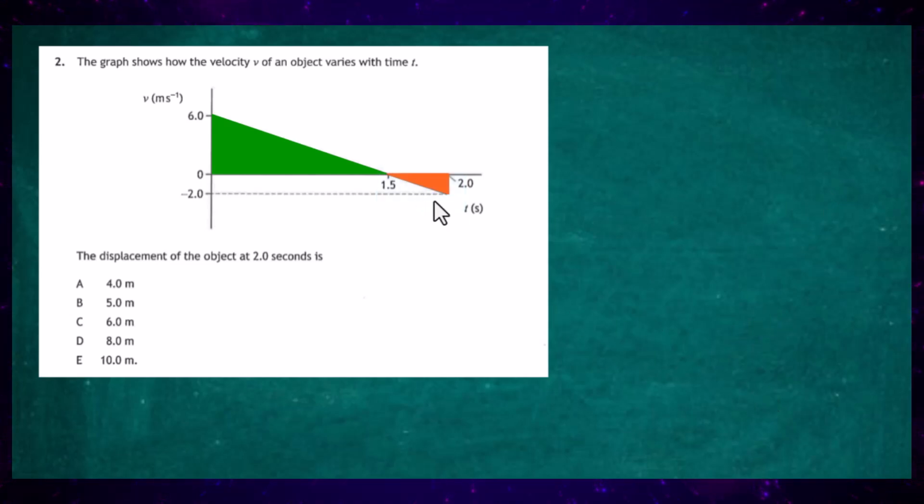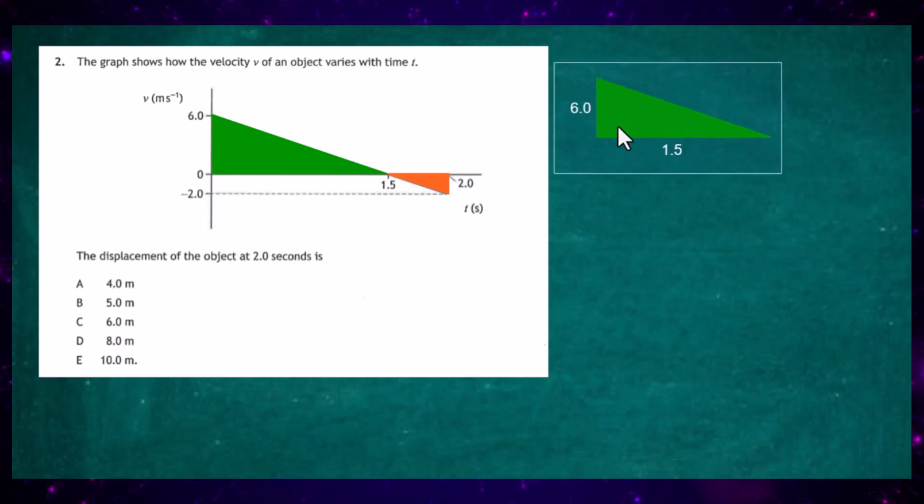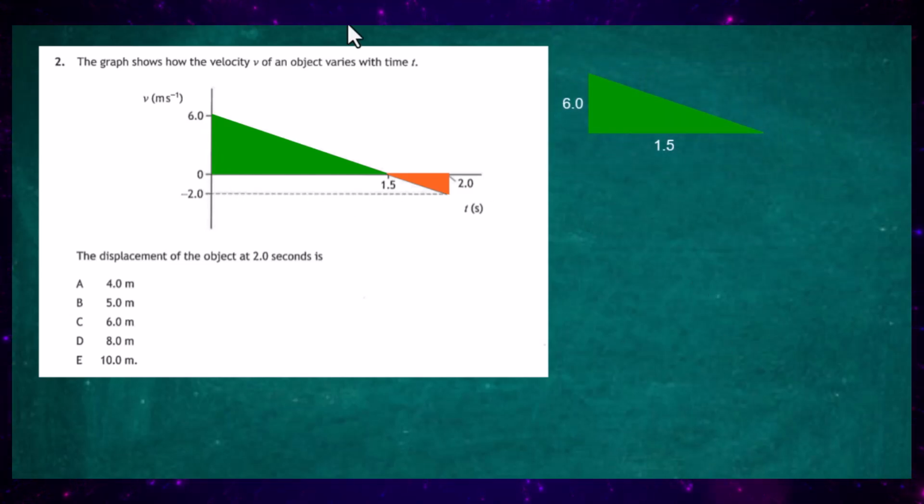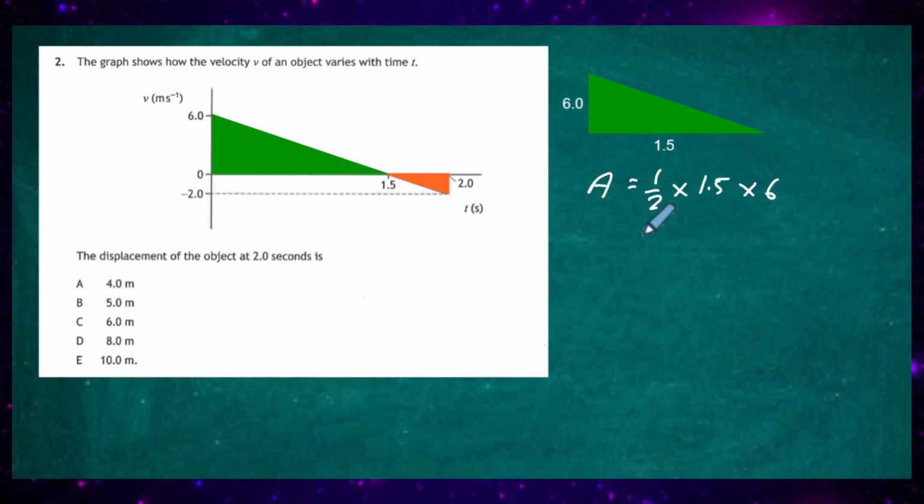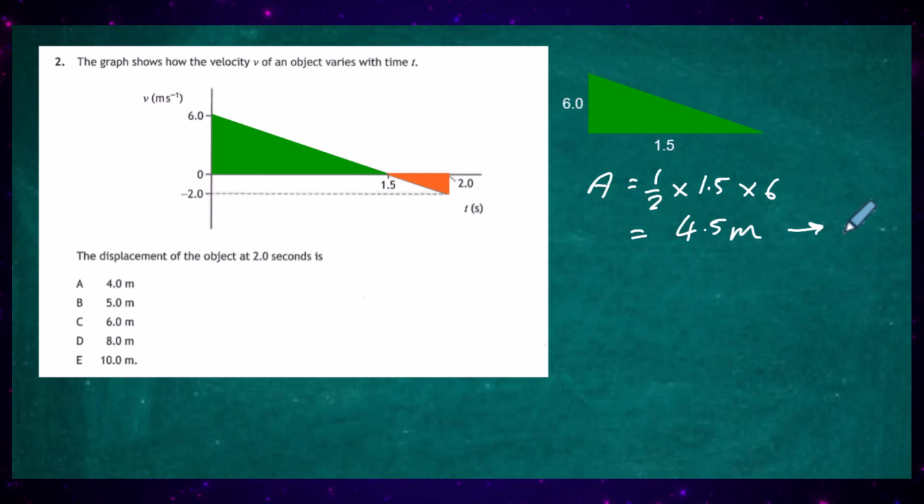We can see the first triangle. It's got a height of 6 and it's got a length of 1.5. So that's that triangle there. And if we work out the area of that triangle, we get the following. The area is equal to 1/2 times the base, which is 1.5, times the height, which is 6. And the area of that triangle comes out to be 4.5. So our first displacement is 4.5 meters towards the right.